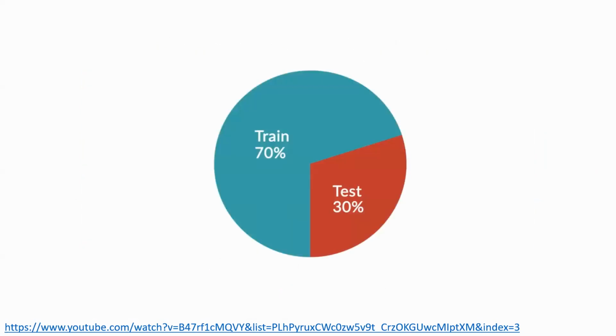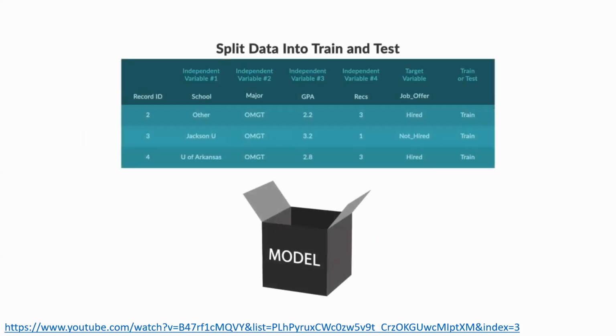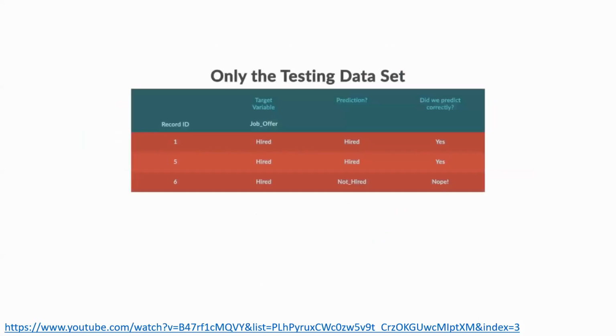We split our data set into a 70% training set and a 30% testing set. We use the trained data set to build a predictive model, a little black box. We apply our predictive classification rules to our testing data. Because we already know the answer, hired or not hired, in our testing data, we can then grade our own exam and determine how well our model worked.